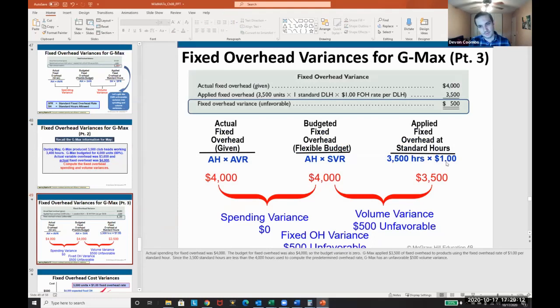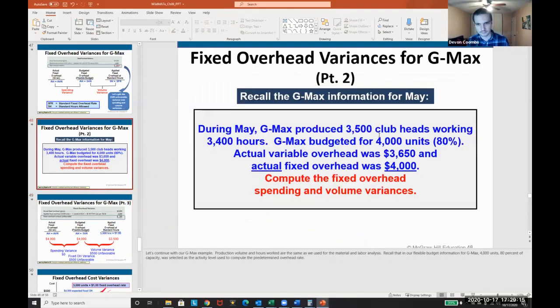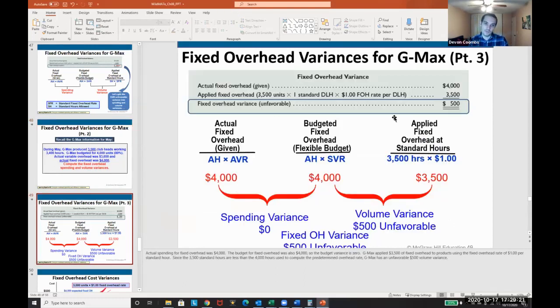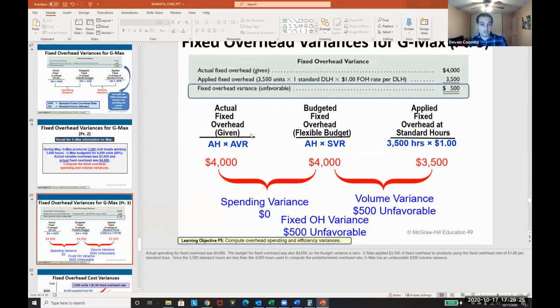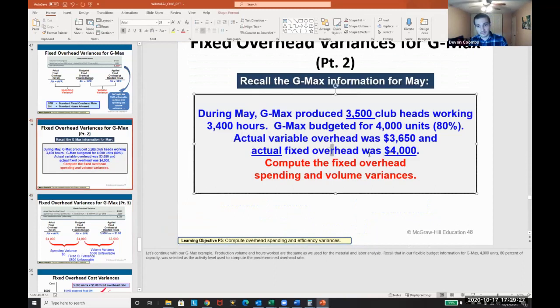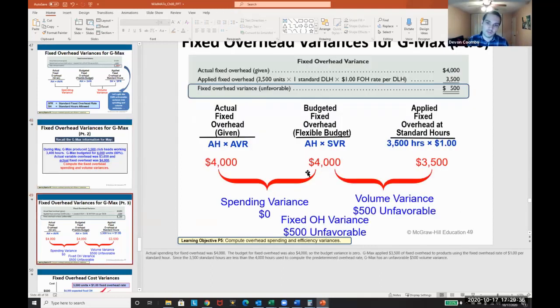Applied, 3,500 times 1. We know we had 3,500. And we know from our earlier presentation that we were applying it at a rate of $1 per overhead. And then our budgeted fixed overhead, 4,000 units. So we budgeted an hour, $1 per unit. So that's where we get our $4,000.